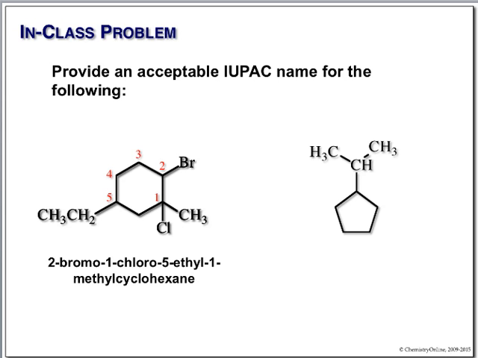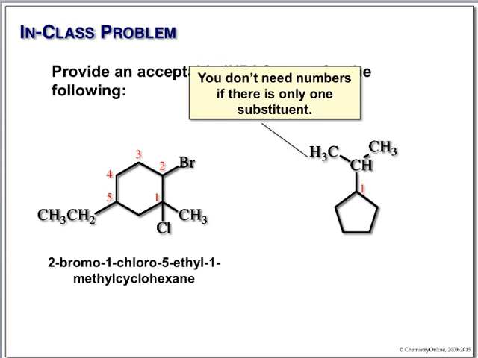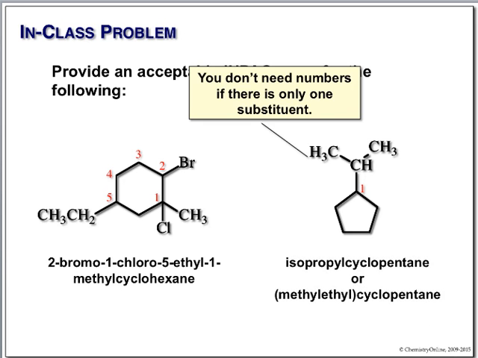Remember, we could call this a methyl ethyl, or we could call it an isopropyl. This is clearly going to be carbon number 1, but if there's only 1 substituent on the ring, you don't even have to include the number. So we're just going to call this isopropyl cyclopentane. We can also call it methyl ethyl cyclopentane. Either one is certainly acceptable.